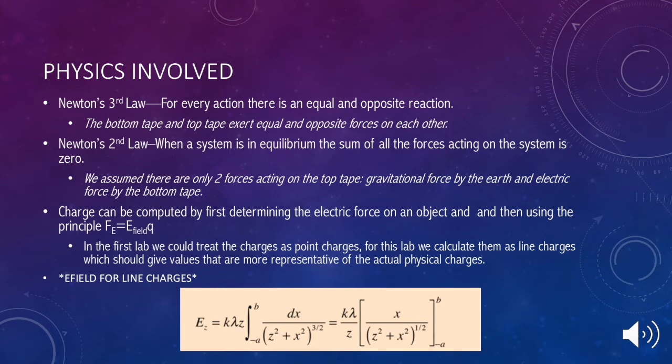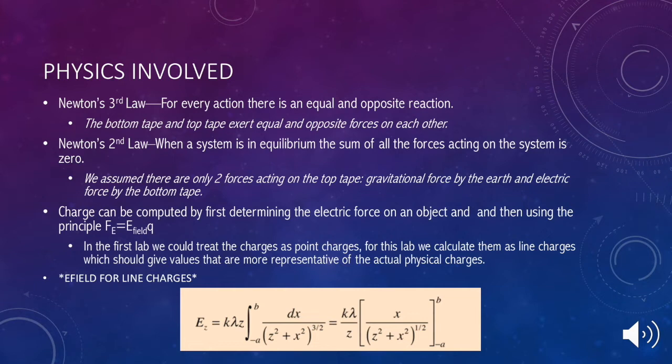Probably the most important physics principle involved is actually Newton's second law. When a system is in equilibrium, the sum of all the forces acting on the system is zero. So we assume that there are only two forces acting on the top tape: gravitational force by the Earth on the top tape and electric force by the bottom tape on the top tape. Because the system is in equilibrium, the forces should sum to zero.